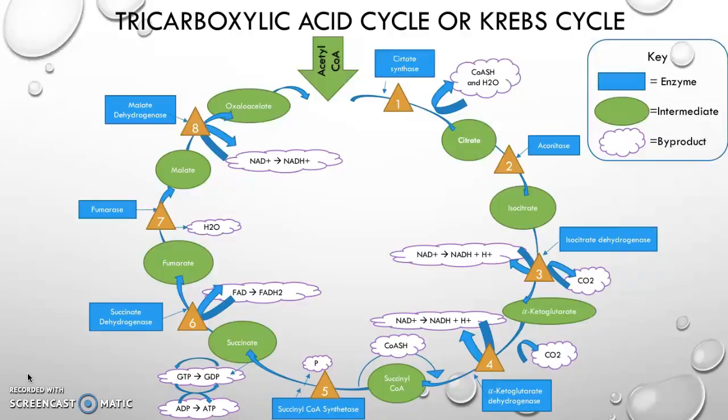Here in step 6, you have succinate dehydrogenase as the enzyme that converts succinate into fumarate. Here, FAD gets converted into FADH2. Step 7, fumarase converts fumarate into malate and releases H2O. Here in our last step 8, malate dehydrogenase converts malate into oxaloacetate, and then we are back to step 1.